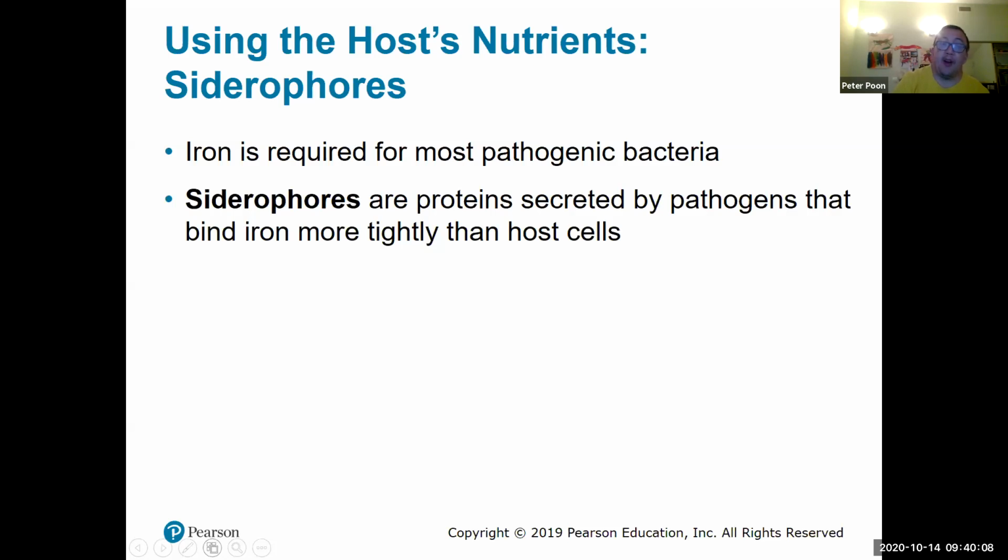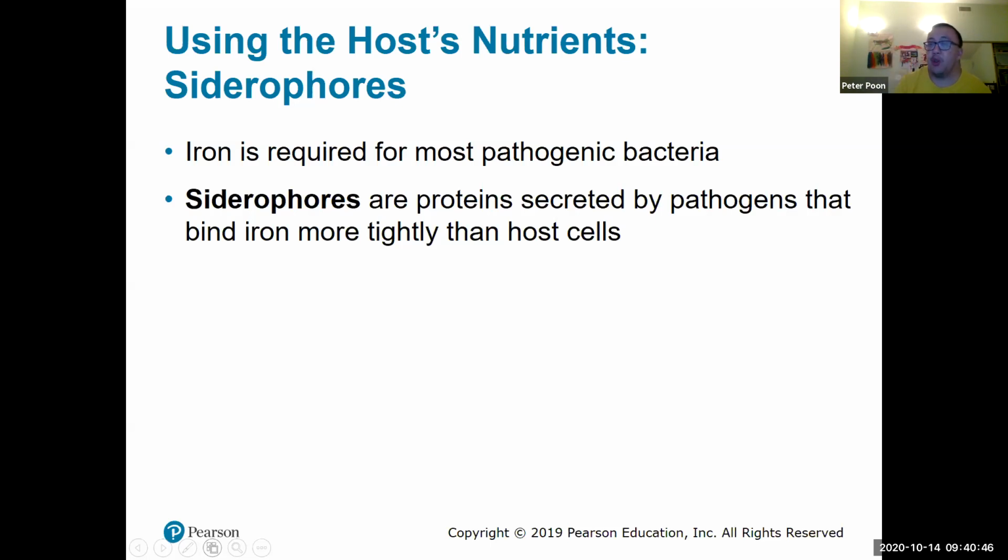Okay, so iron is required for most pathogenic bacteria. Our cells need iron, but not a lot of iron. But it is very, very important to keep iron away from bacteria, because bacteria need iron too, and that's one of the hardest things for them to get a hold of. So there's a lot of fight over iron inside your body, okay? It's actually a really cool thing, because that's what we want to limit access to. That's what bacteria want to get access to.